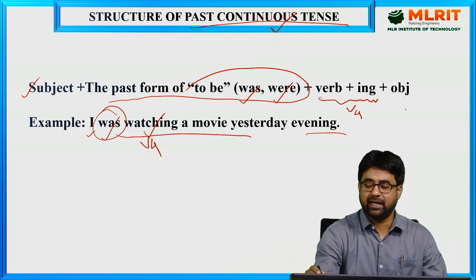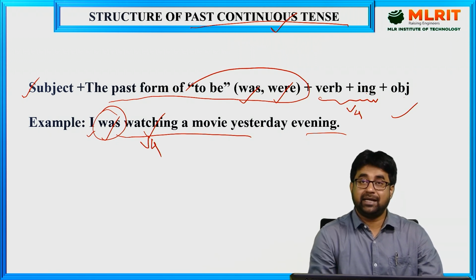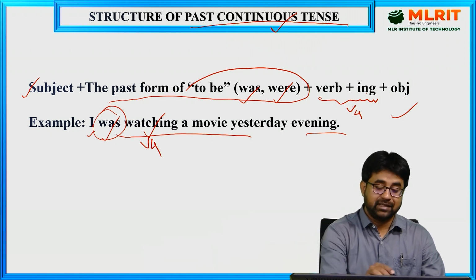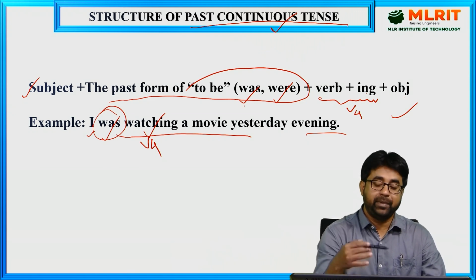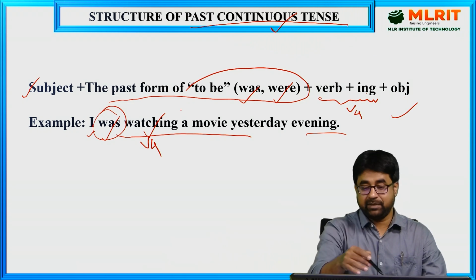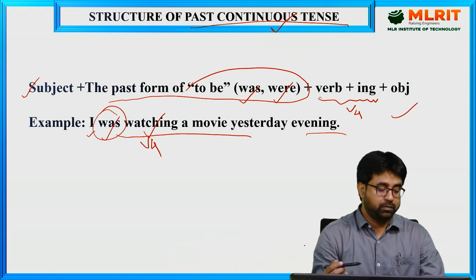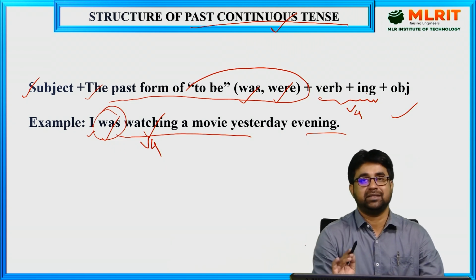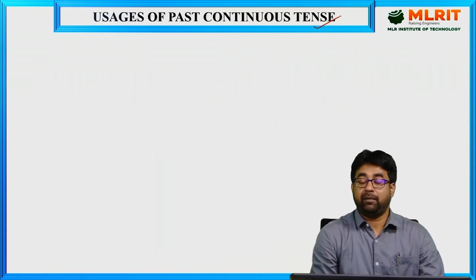This is again not a complicated structure, you can easily remember. But please do understand that this is all about structure. If you miss any point in the structure, or if you commit any mistake in the structure of the sentence, like let's say past continuous tense, then what will happen? The meaning won't be clear. So please be very particular about the structure. Now let's see the usage of past continuous tense.